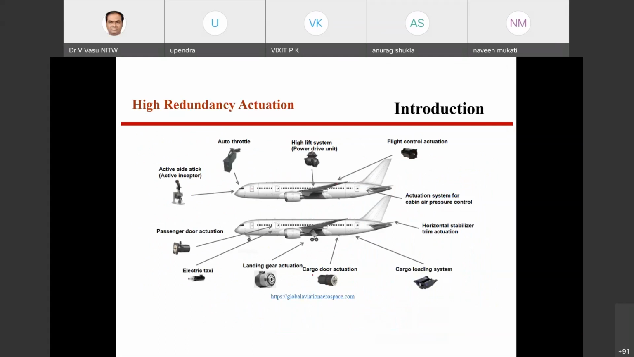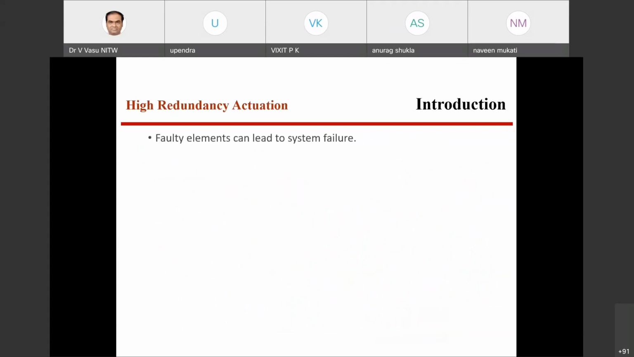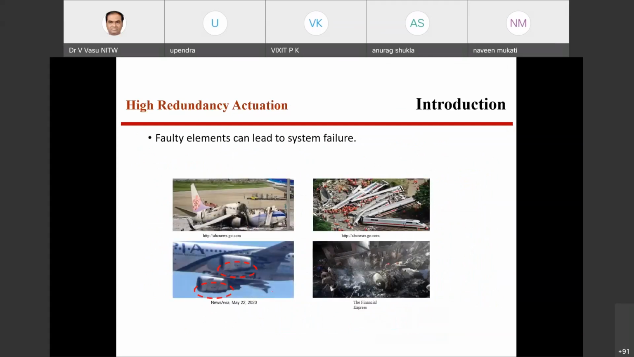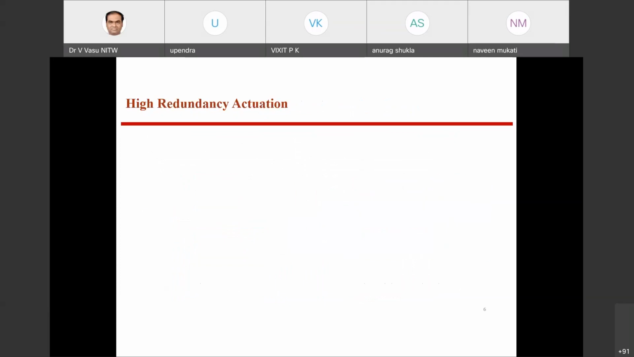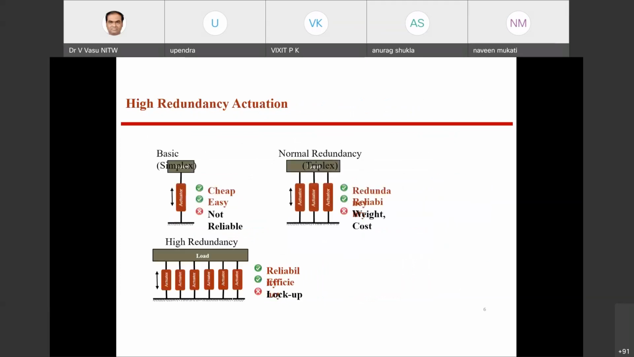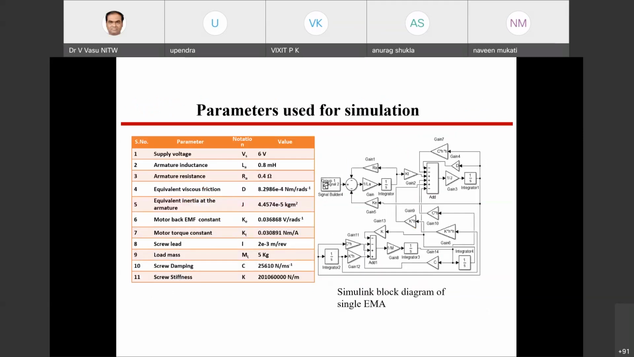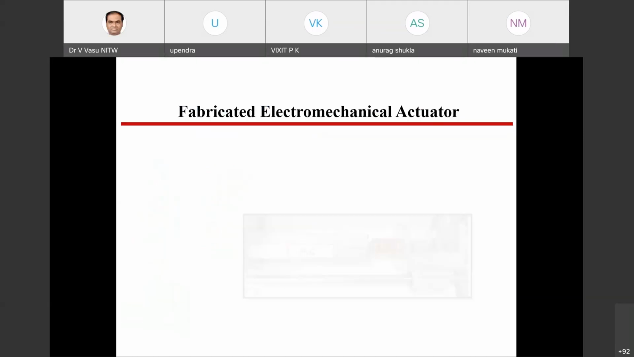This is one small case where one of my PhD students has worked on highly redundant actuators, how to design highly redundant actuators, which are mainly used for flight failure. For flight control, actuators are mainly used. I will show you the flight control, then I will get back.